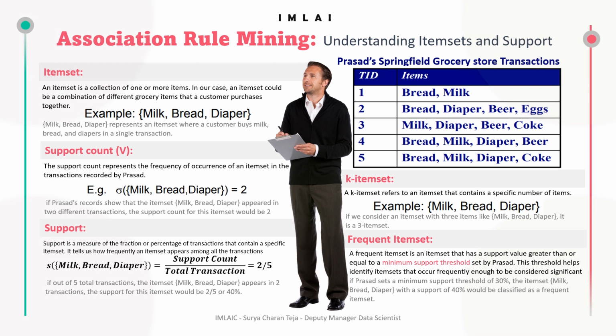By identifying frequent item sets, Prasad can gain insights into customers' purchasing habits and make informed decisions, such as arranging related items close to each other in the store or offering special promotions for frequently co-purchased items. So this helps Prasad optimize his store layout and marketing strategies to better serve his customers.